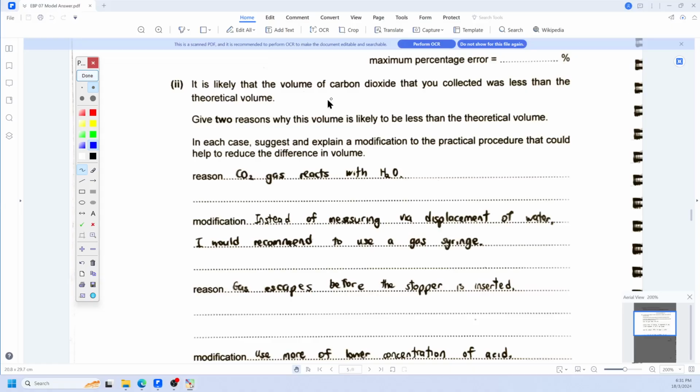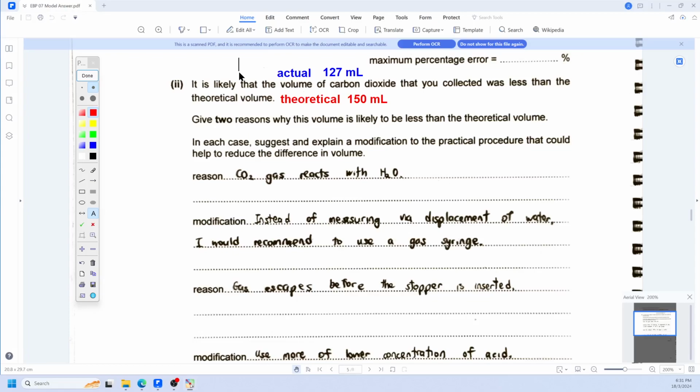Now, it is likely that the volume of carbon dioxide collected was less than the theoretical volume. What does it mean? So let's say just now, what did I collect? I collect the actual one, maybe about 127 milliliter or centimeter cube. But the theoretical volume, you are supposed to be able to collect maybe, I'm just putting a random number here, let's say 150 milliliter.